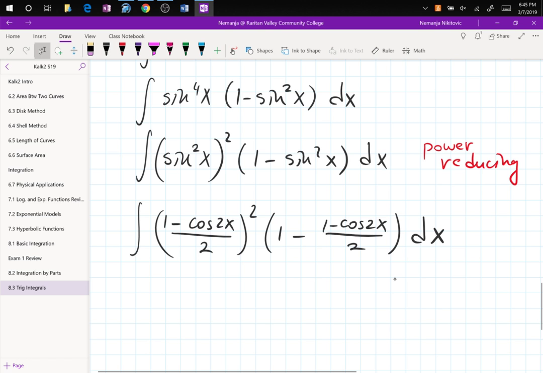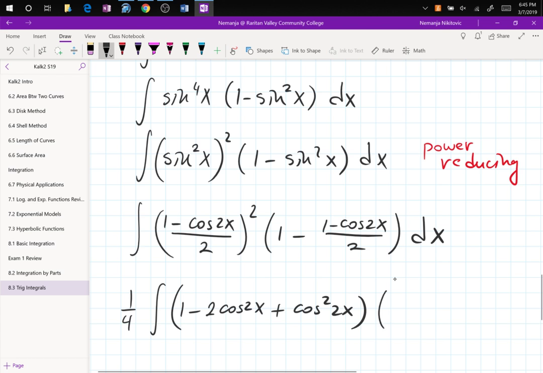Now we have to do it again, right? Because you have that square that you have to apply there. How about we kick a quarter outside because we can? 1 minus 2 cosine 2x plus cosine squared 2x. That's the first one. And for the second one, I can come up with the common denominator of 2, which would be 2 minus 1 plus cosine 2x, and then I have dx.